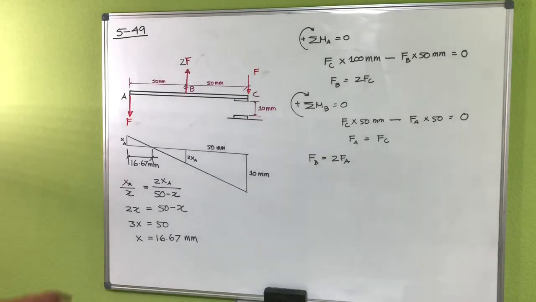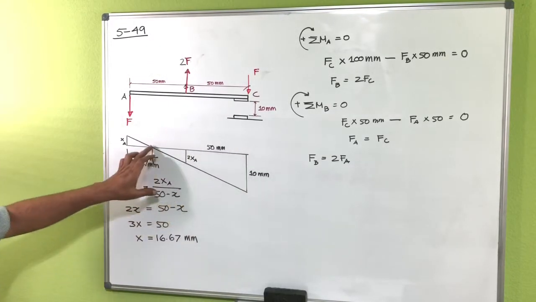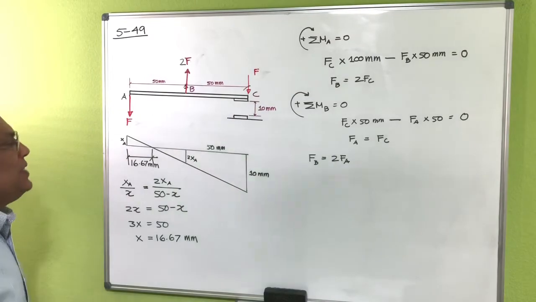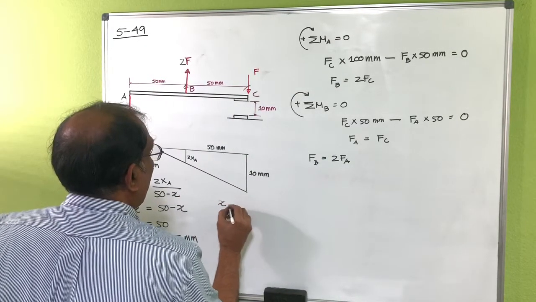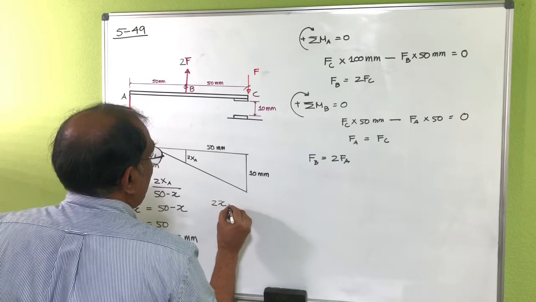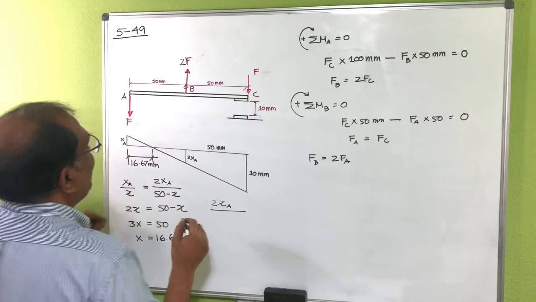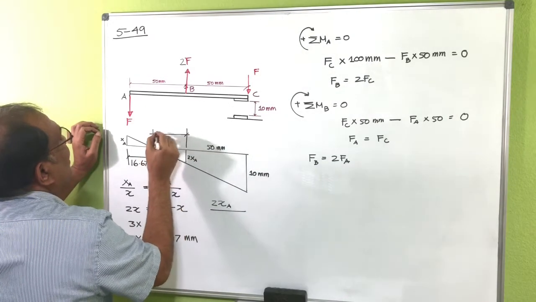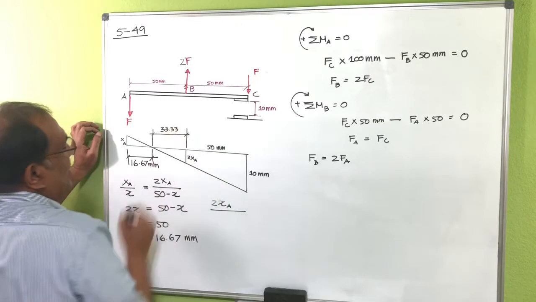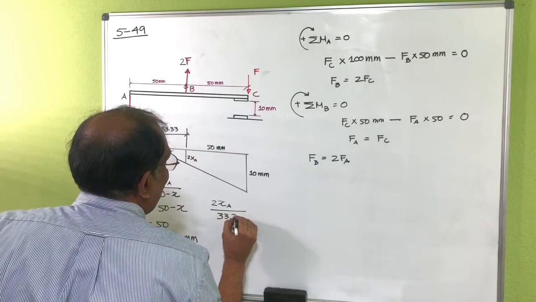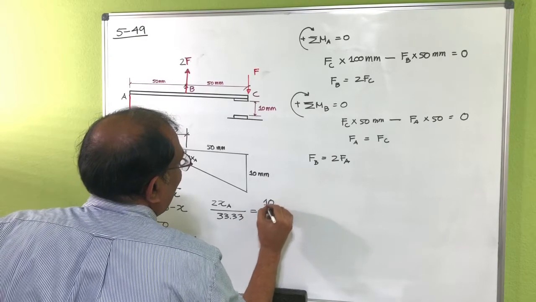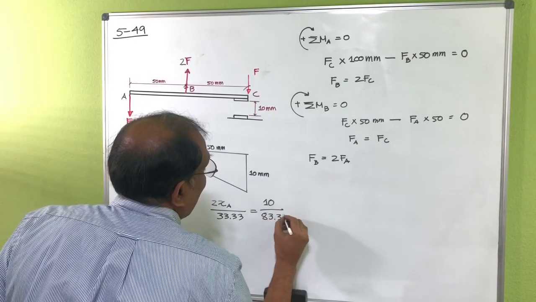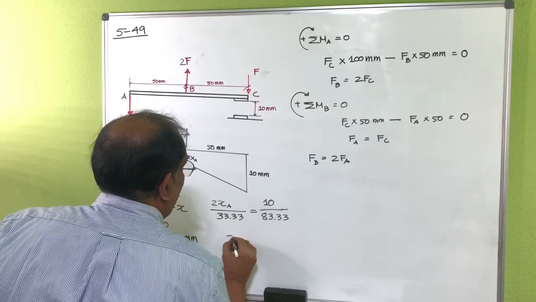Now we can also try to find out, if I just consider this triangle and this triangle, then basically you can see 2xA divided by the distance from here to here, which is basically 33.33, is equal to 10 divided by the distance from here to here, that's actually 83.33. And then you can find out your xA from here.